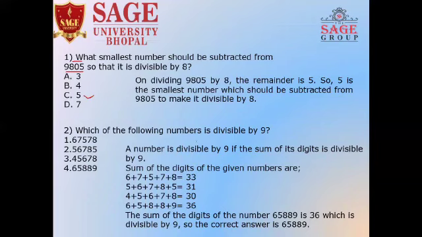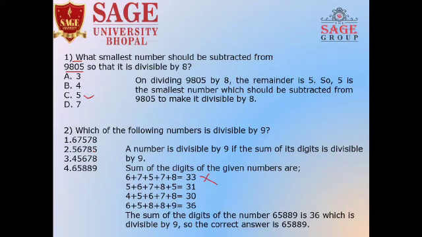Another question: which of the following numbers is divisible by 9? Four numbers are mentioned in the options and we need to check which is exactly divisible by 9. So we can check the sum of the digits of every numeral. For option number 1, 6 plus 7 plus 5 plus 7 plus 8 is equal to 33, and 33 is not divisible by 9. So this is not the right option.